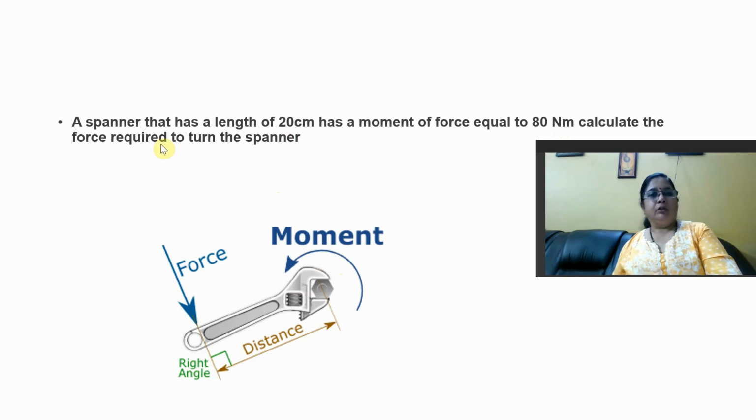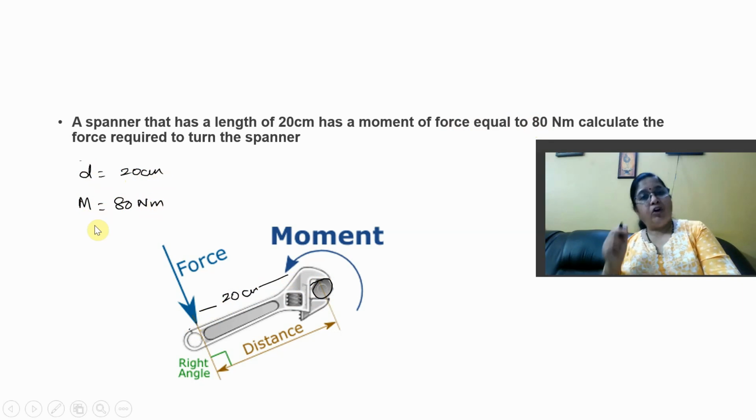Okay. So the spanner has a length of 20 centimeters. When I say the length of 20 centimeters, here is the application of force, and you are applying a force here, which means the force is applied at a distance of 20 centimeters. So the moment of the force is being given here. The distance is equal to 20 centimeters. The moment of the force, the turning effect of the force, M, is equal to 80 Newton meter.